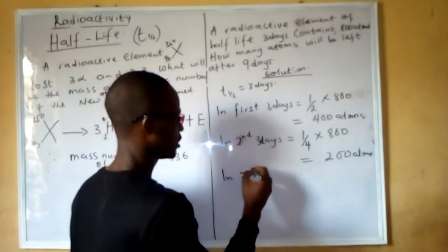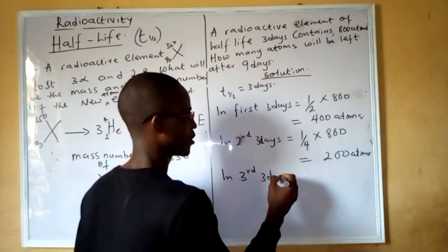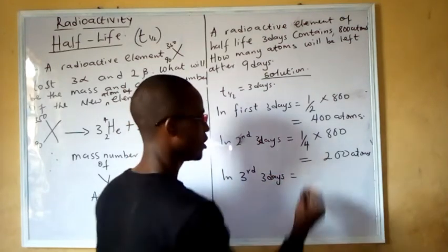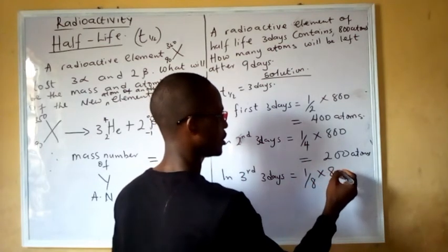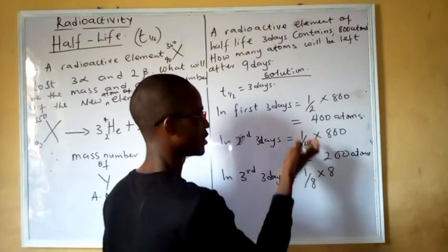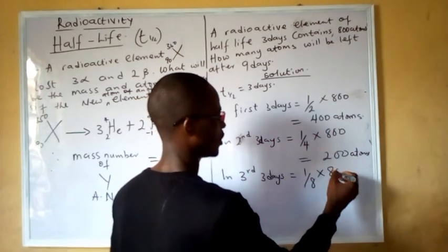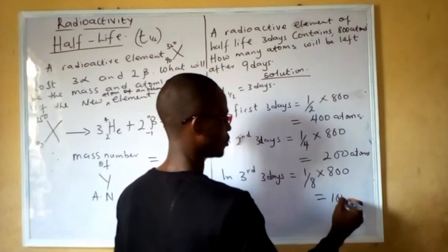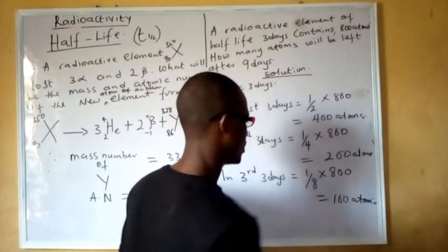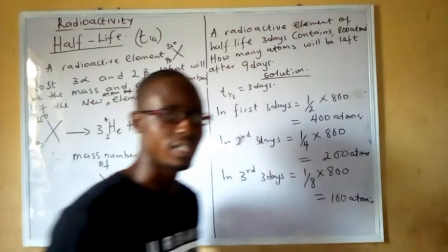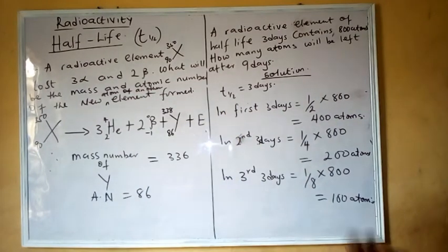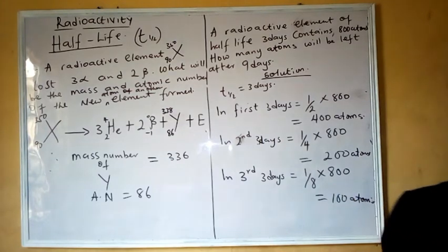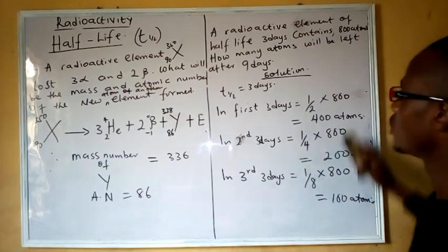In the third 3 days, we are going to have 1/8 times 800, because half of this is this, half of this is this. 1/8 of 800 gives us 100 atoms. So after 9 days, 100 atoms will be left in such an element. That is a typical way of doing the calculation based on half-life. However, there is still one more thing we need to discuss on the half-life. So let's see.